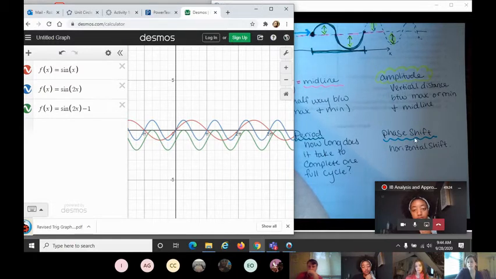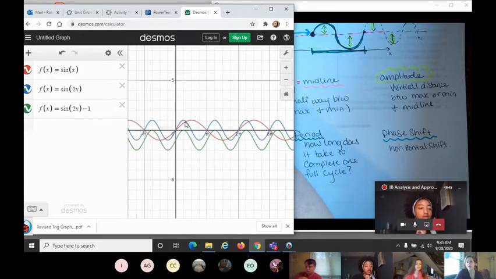Phase shift means that the green should be shifted to the right or left from the blue. Is that the case? No. So it can't be amplitude, it can't be period, it can't be phase shift. So the only thing left is midline. Okay, so this midline shifts it vertically up and down.